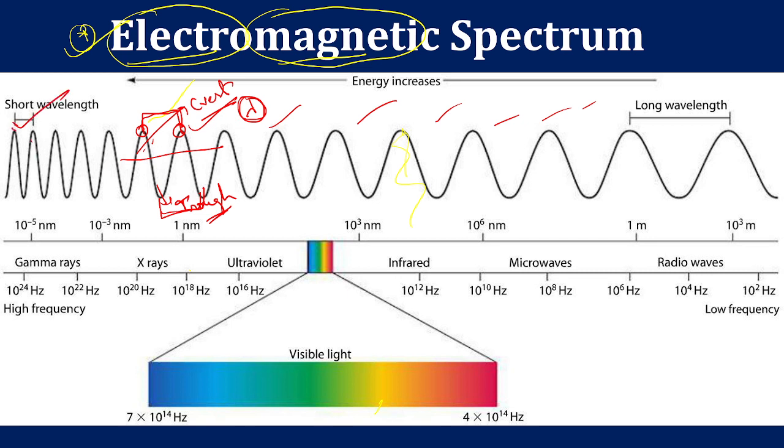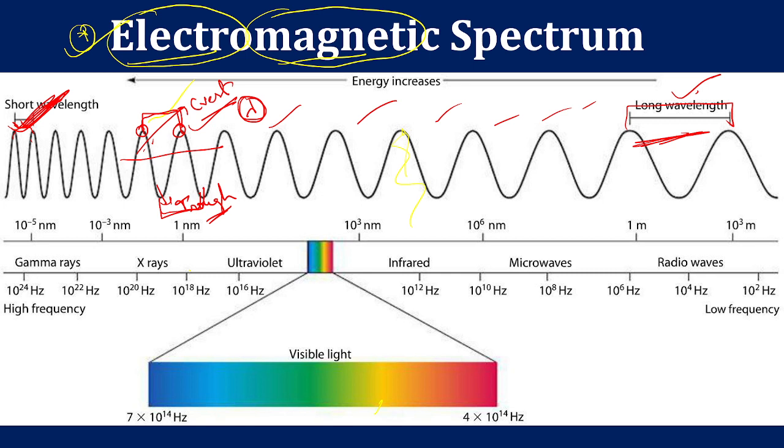See here, at the left hand side the wavelength is very low, but at the right hand side the wavelength is very high. That means in this electromagnetic spectrum we will have the entire electromagnetic radiations in a particular range of wavelengths.